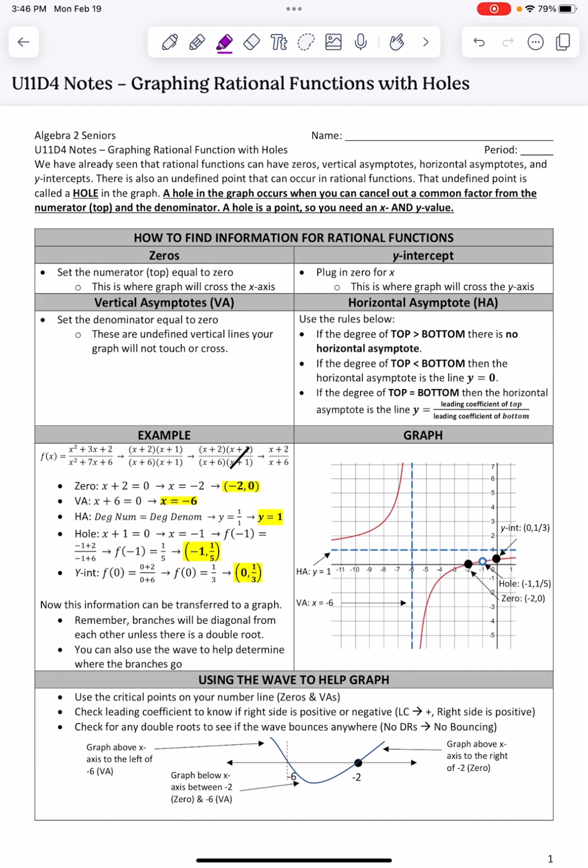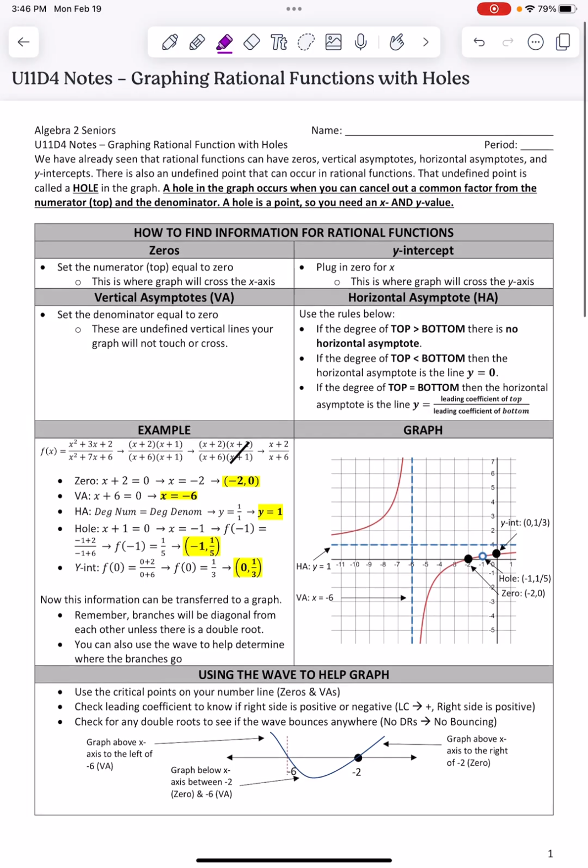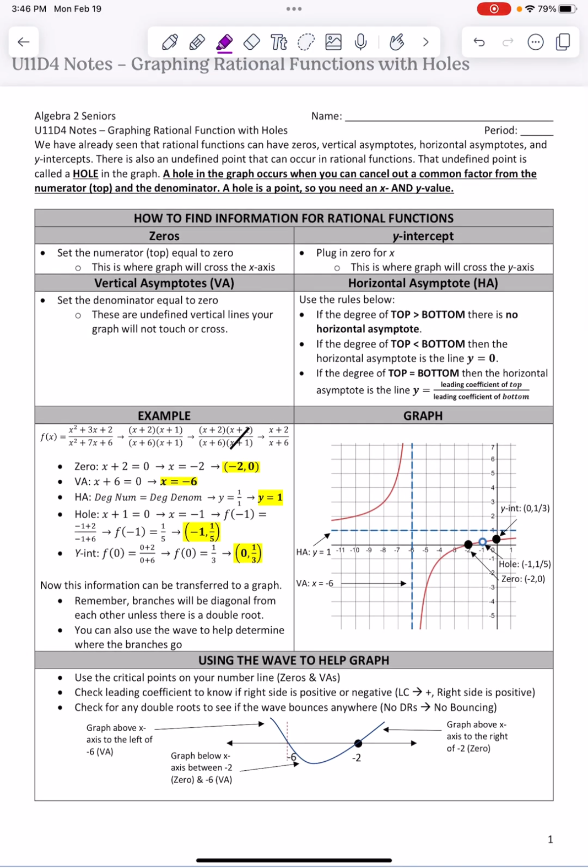All right, Unit 11, Day 4, right? So now, still going to be graphing rational functions, but we're going to be adding in one more thing. These rational functions can have something that's called a hole in the graph. A hole in the graph occurs when you can cancel out a common factor from the numerator and denominator.